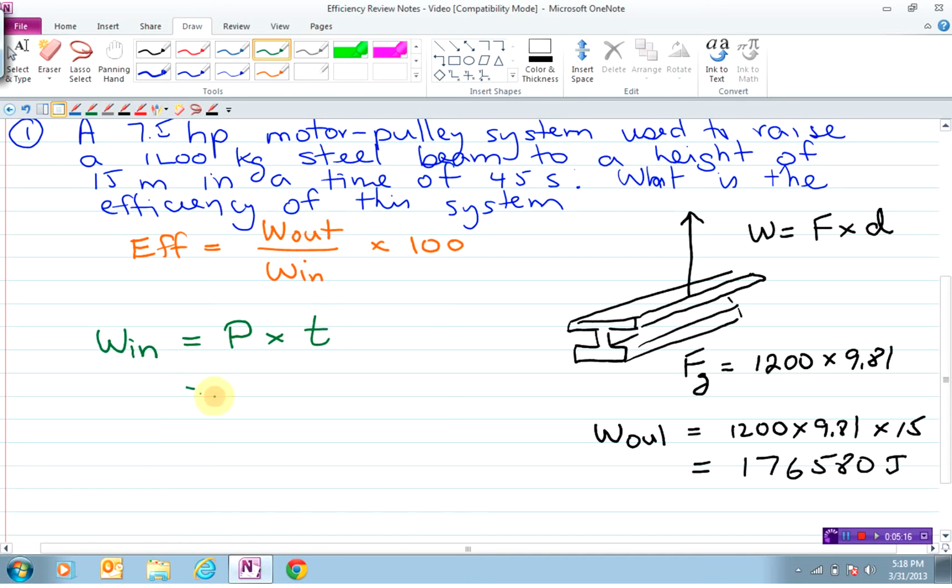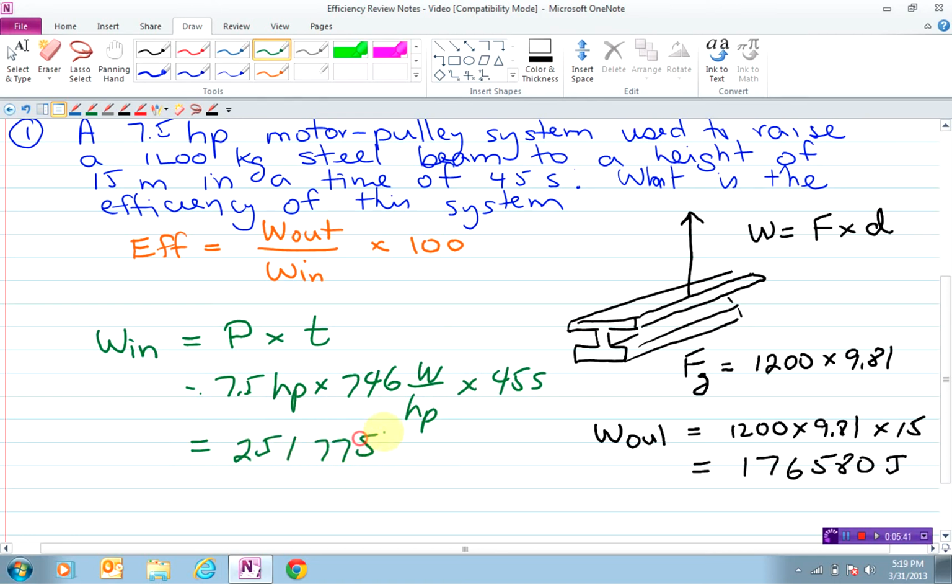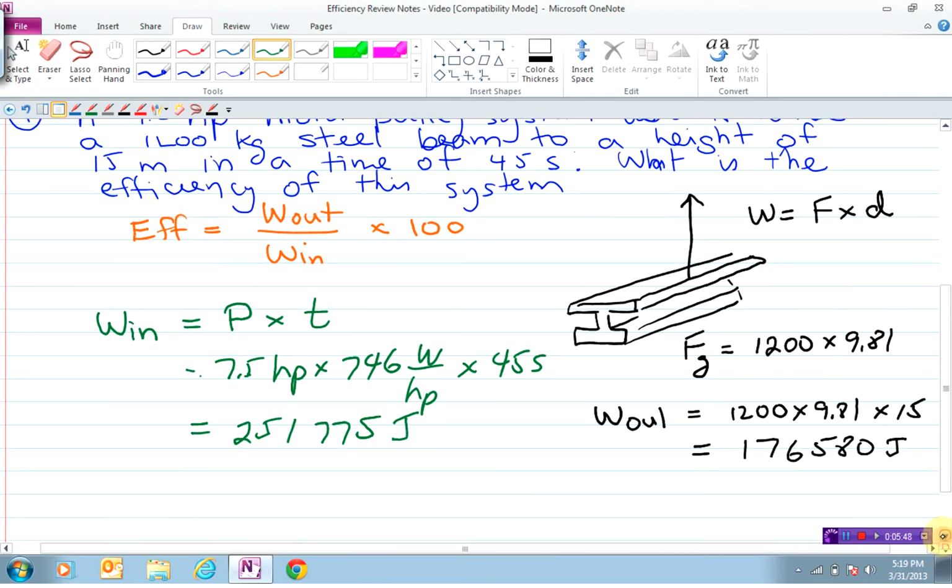Now the power here will be 7.5 horsepower, and we're going to multiply that by 746 watts per horsepower. That's so that we can get this into watts, and then we're going to multiply by the time, which is 45 seconds. So if you multiply that out, you will get 251,775 joules of work that we had to put into the system to make it happen.